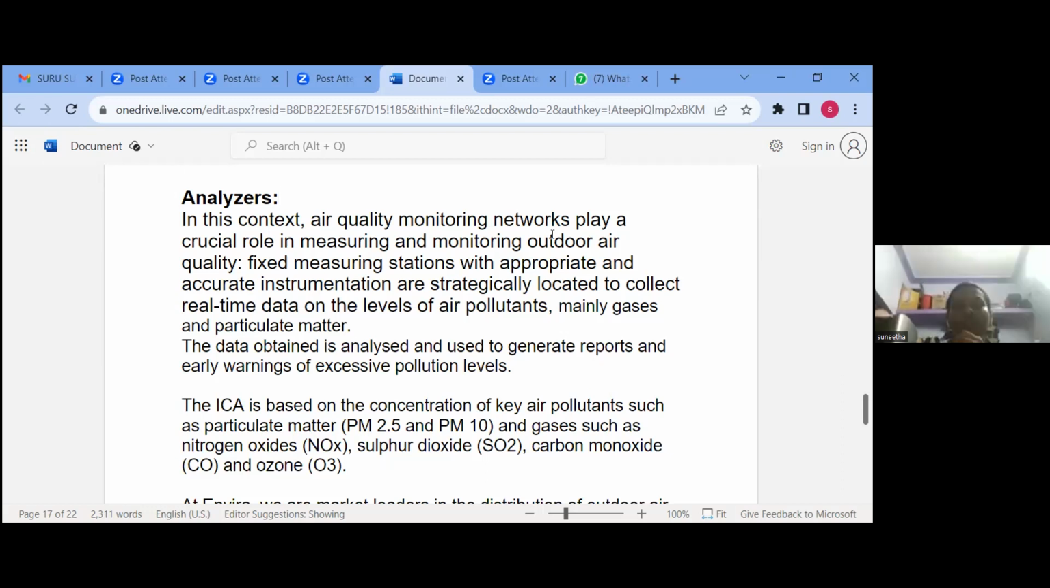In this context, air quality monitoring networks play a crucial role in measuring and monitoring outdoor air quality. Fixed measuring stations with appropriate instrumentation are strategically located to collect real-time data on the levels of air pollutants, mainly gases and particulate matter. The data obtained is analyzed and used to generate reports and early warnings of excessive air pollution levels. We can analyze the data in the form of bar graphs and pie charts. By analyzing in different ways, we can know more about air pollution levels.